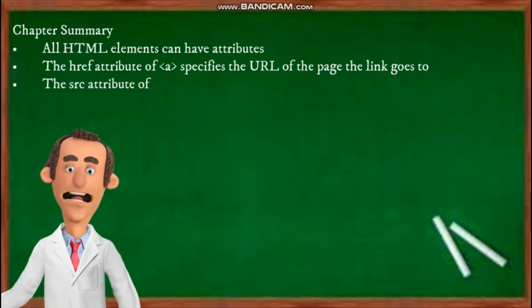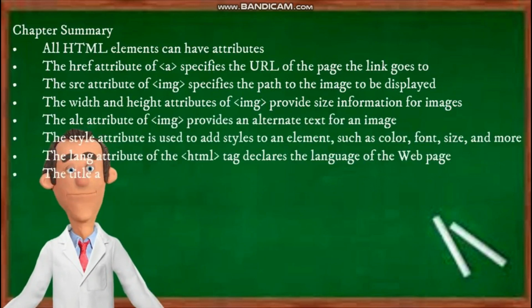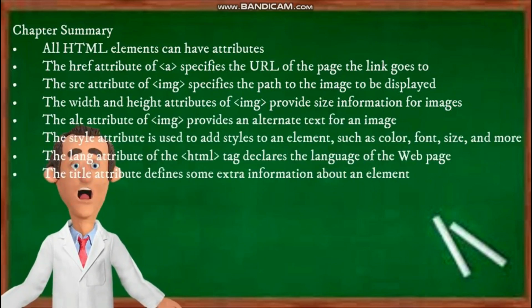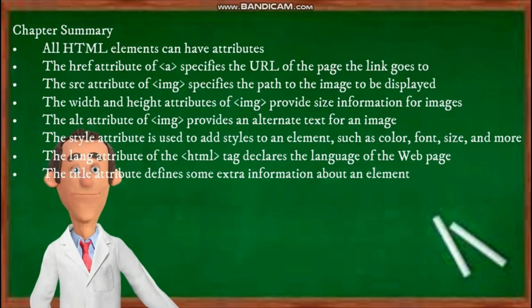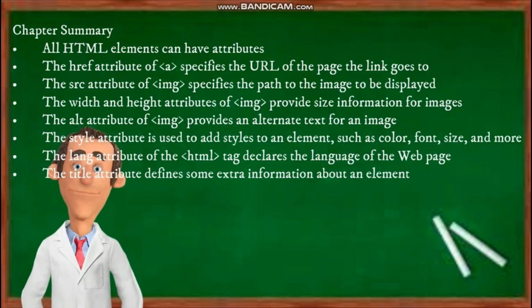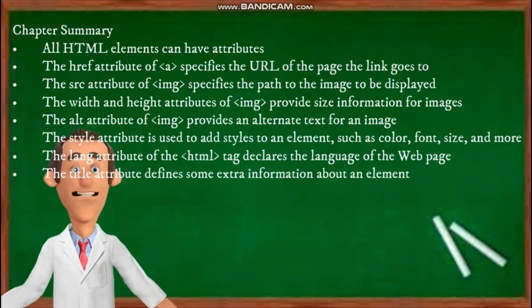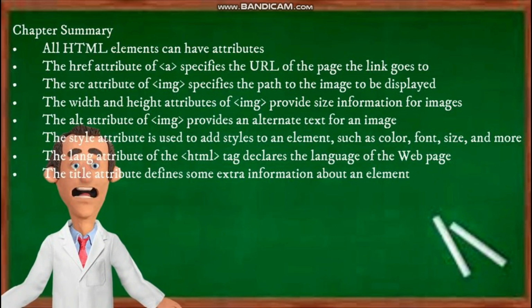Now let's see the summary. All HTML elements can have attributes. The href attribute of a specifies the URL of the page the link goes to. The src attribute of img specifies the path to the image to be displayed. The width and height attributes of img provide size information for images. The alt attribute of img provides an alternate text for an image.